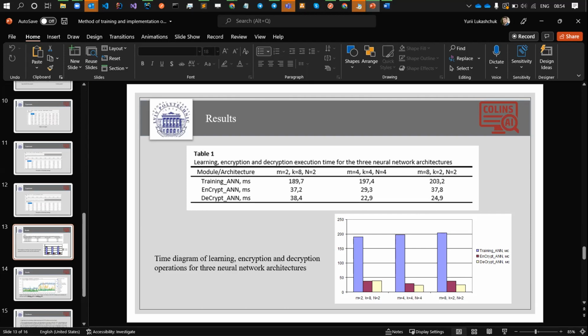According to the test results for these three neural network architectures, the following data were obtained. So you can see the results on this image on the top. It's Table 1, learning, encryption and decryption execution time of the three neural network architectures. And also, we can see here this time diagram of learning, encryption and decryption operations of three neural network architectures. To obtain more accurate results, the software models were run 10 times and the results were averaged.